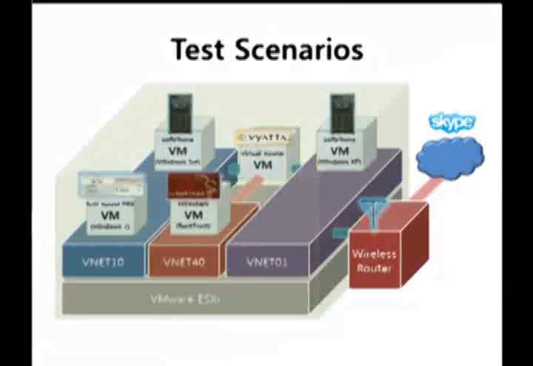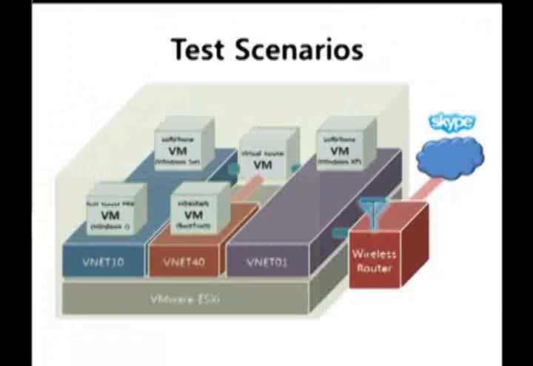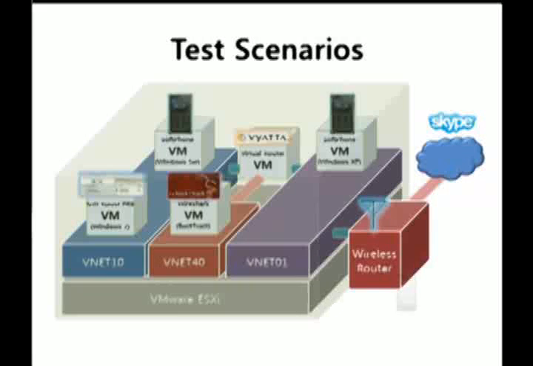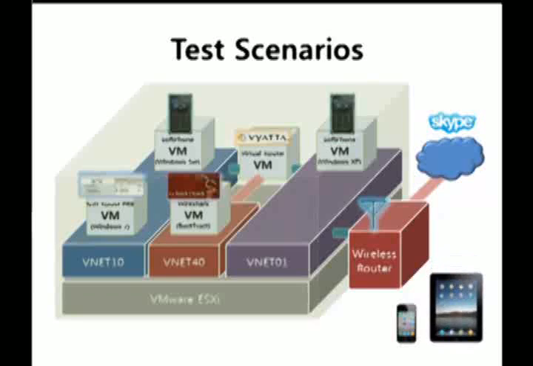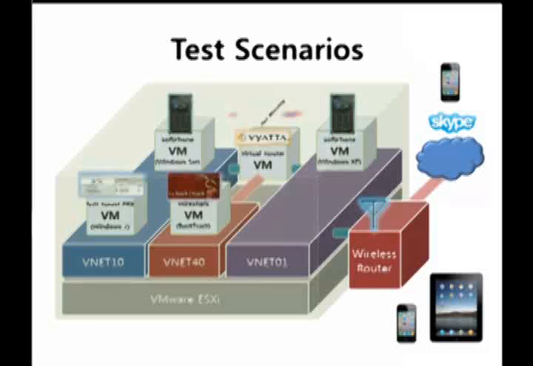Test scenarios. This test has 5 virtual machines, an iPhone and iPad, and 1 mobile for outbound call test. The virtual router Vyatta has a mirrored port to a VNet 40, and the Wireshark can analyze the traffic from the mirrored port.